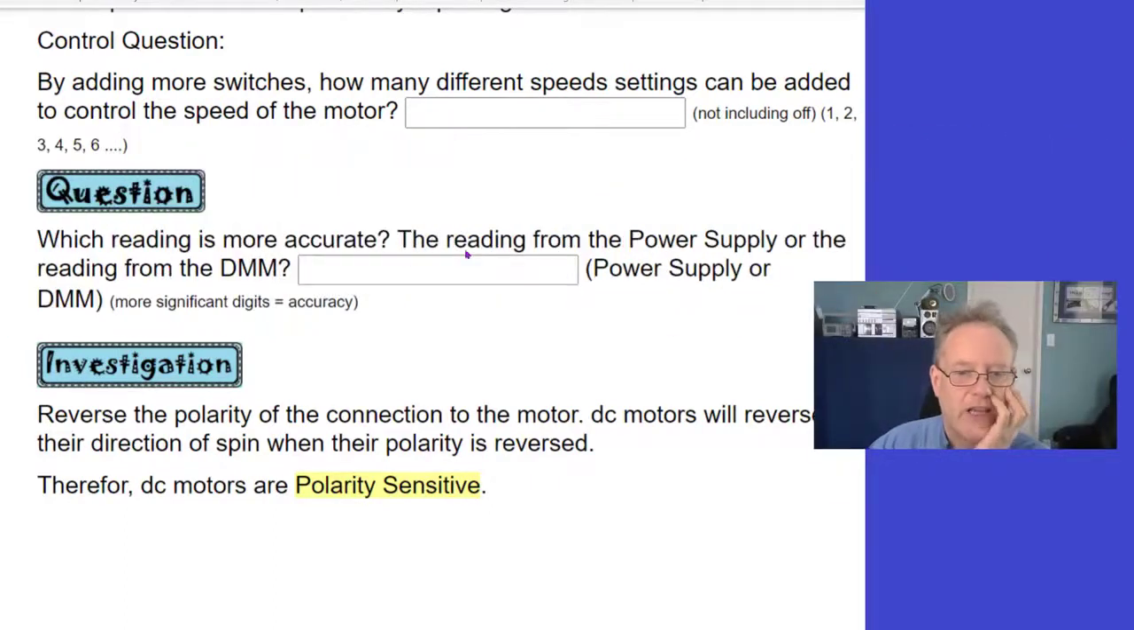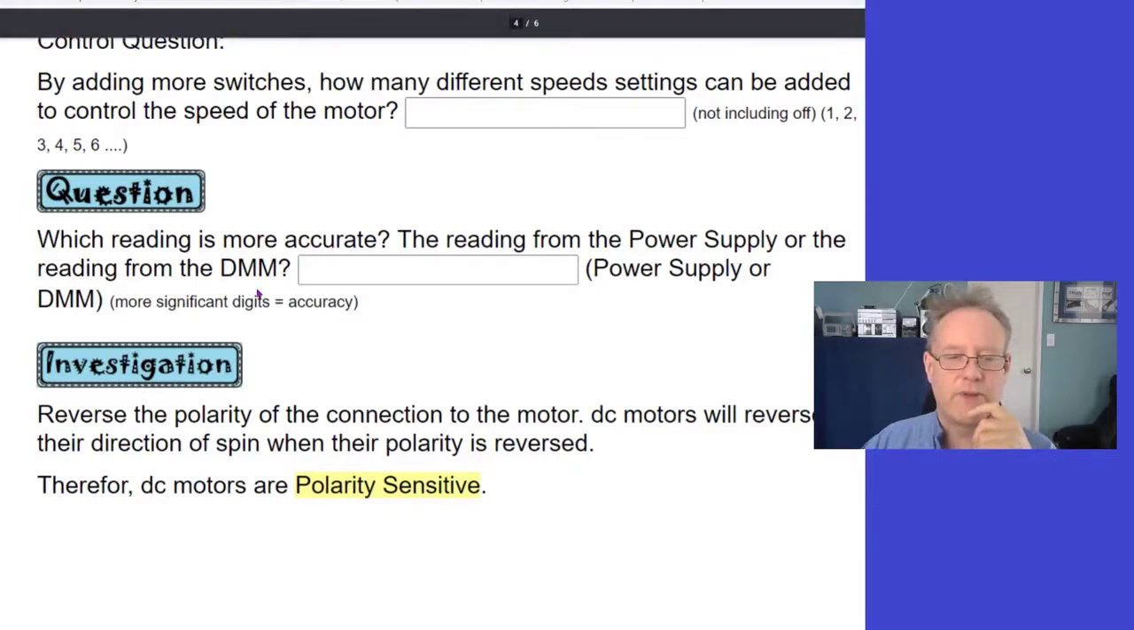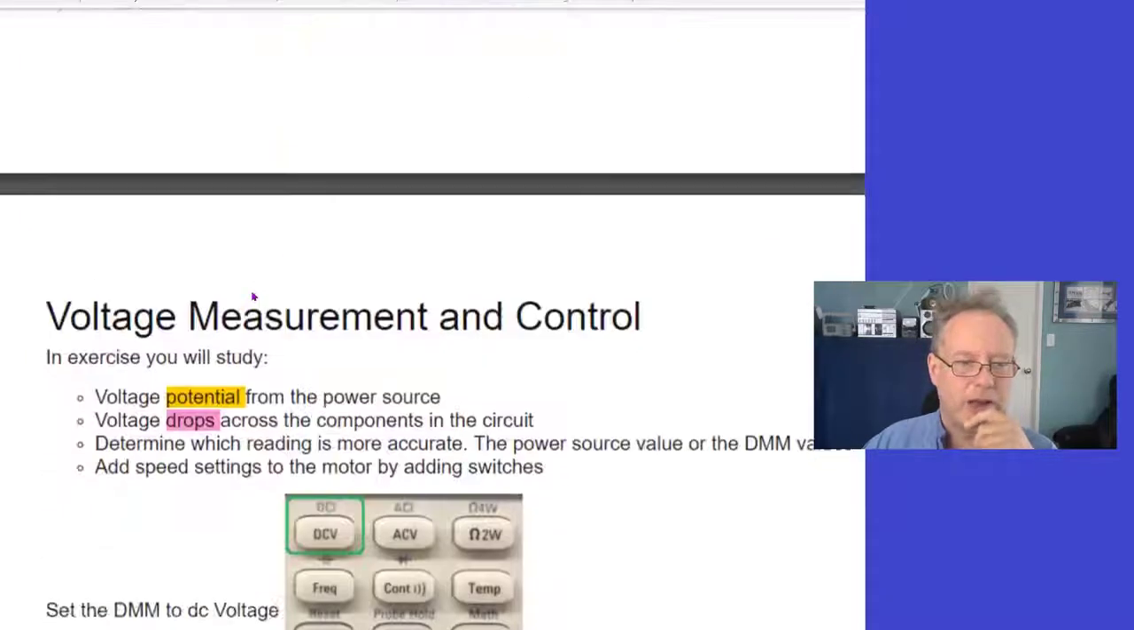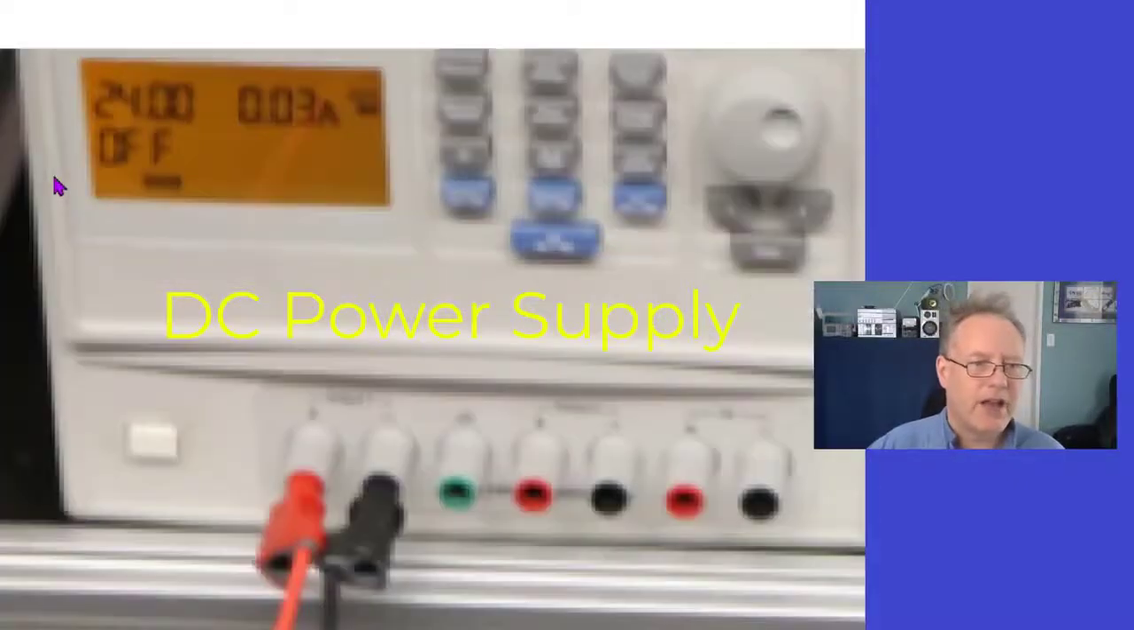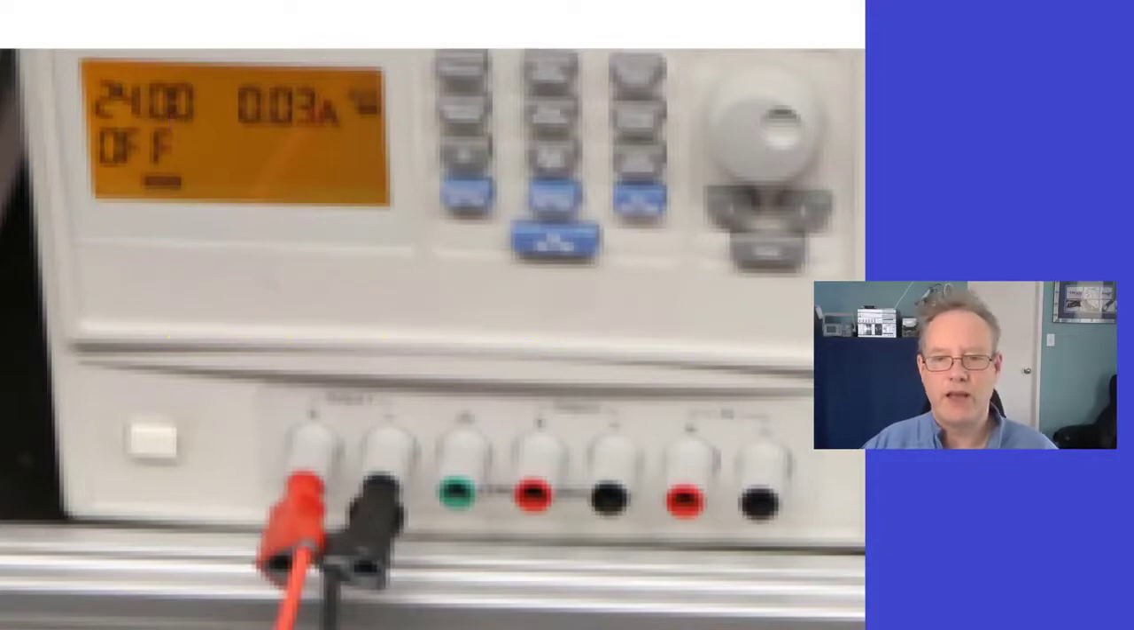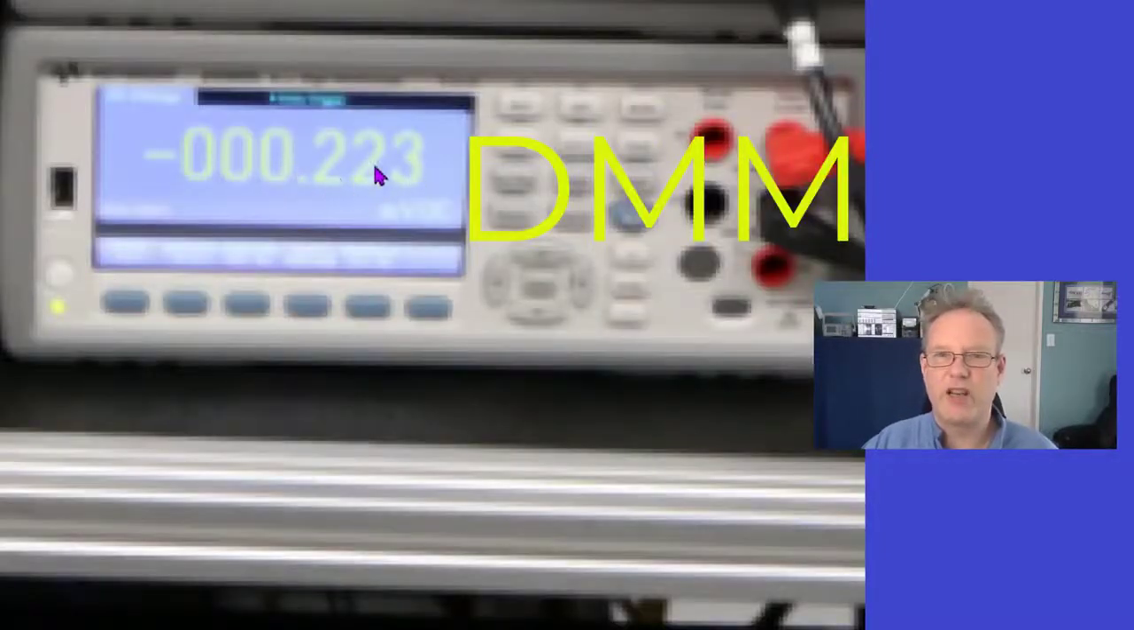Question: which reading is more accurate, the reading from the power supply or the reading from the DMM? If we look at the power supply, right over here, you've got 2 decimals. You've got 24.00. This one will give you 3 decimals. So which is more accurate? I don't know. Yeah, that's the question.